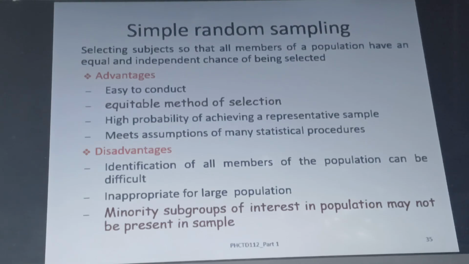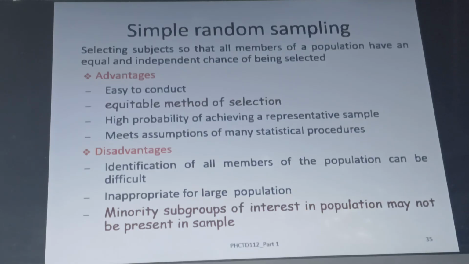The simple random sampling, just from the word simple, means it's something that is very easy to do. It's not something that is that complex. So simple random sampling is a method of selecting subjects so that all members of a population have an equal and independent chance of being selected. So when it comes to simple random sampling, the level of bias is minimal because everybody has an equal chance of being selected.